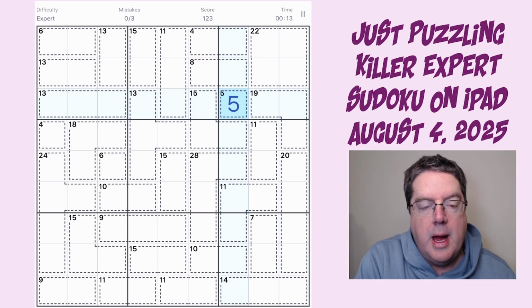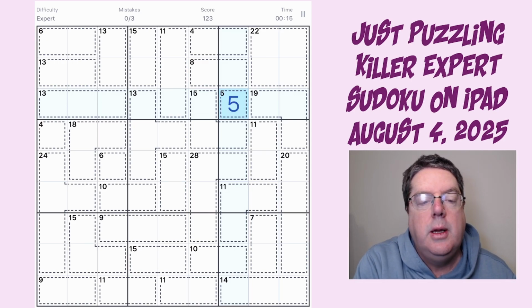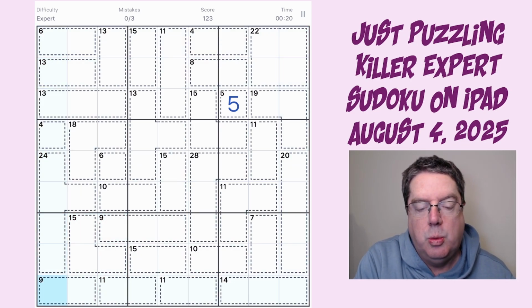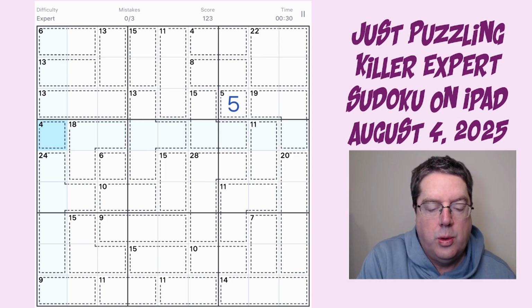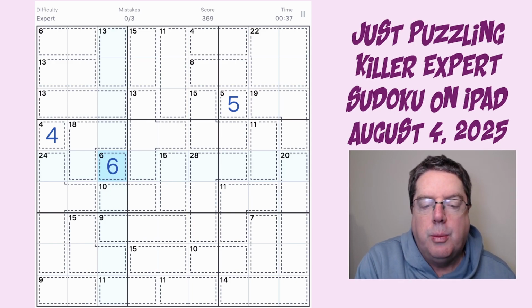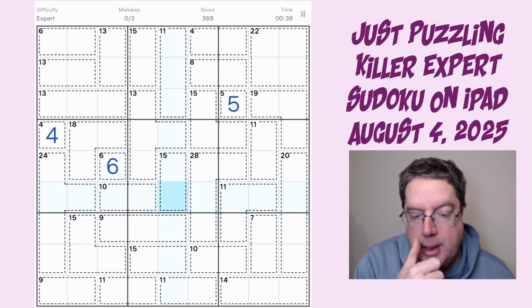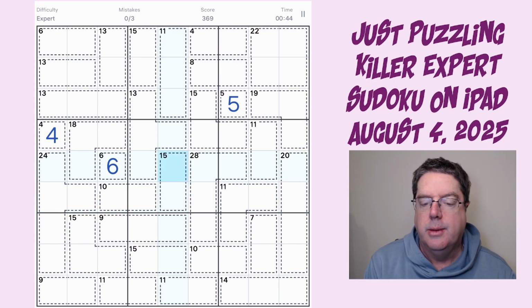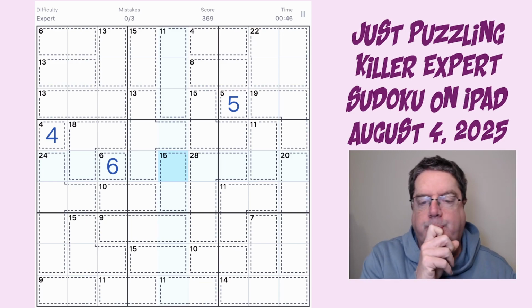So the rules of this game is that every row, column and square must have the numbers 1 through 9. Every cage must add up to the top left hand corner. So say this one here adds up to 4, it's one box in the cage, so it's a 4. Same as this one is a 6. But the rules are that the cage must add up to the number in the top left hand corner, and the numbers cannot repeat in the cage. So let's get into it.